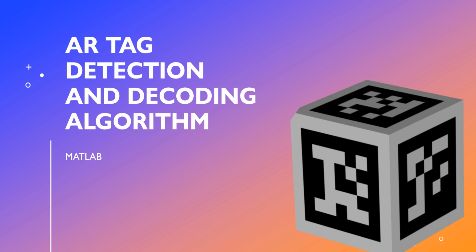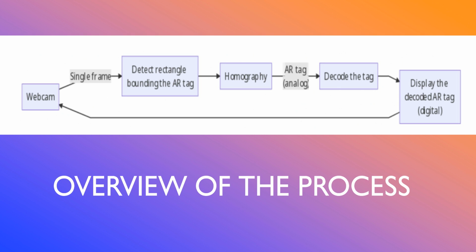Here comes the AI tag detection and decoding algorithm. We are using MATLAB to write this algorithm. Overview of the process: from the webcam, we are feeding the input image to the algorithm, and from these images, we are determining the rectangular coordinates of the AI tag.